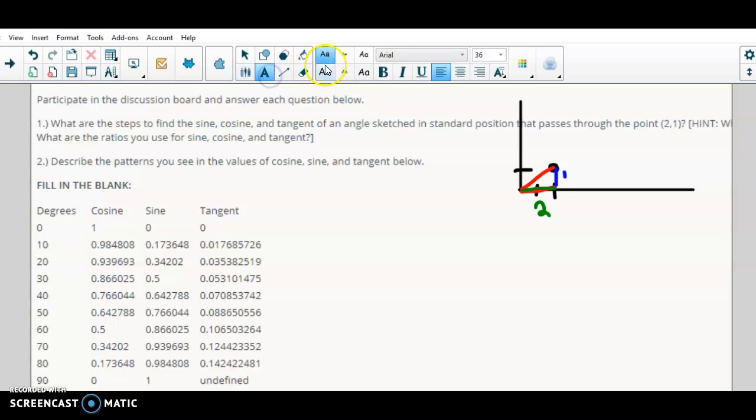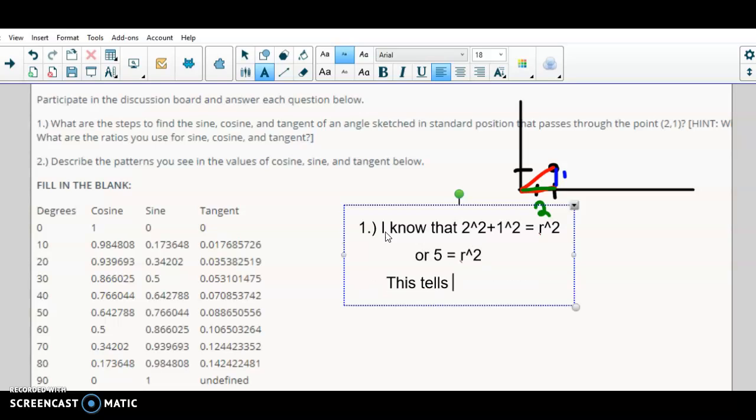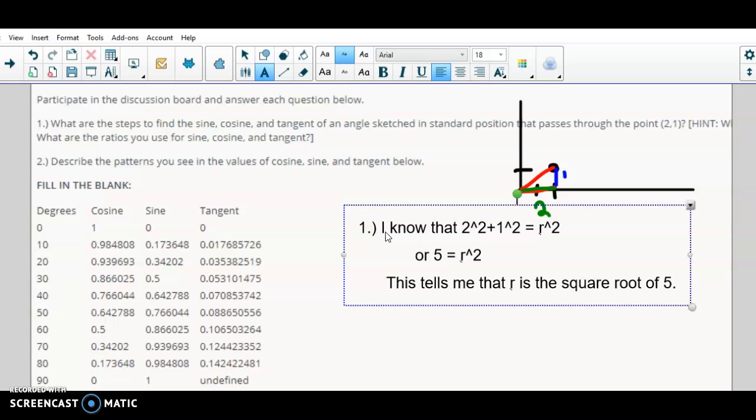So a lot of people wrote down something to the effect of, okay, I know that 2 squared plus 1 squared is equal to r squared. Or we know 2 squared plus 1 squared is 5, where 5 equals r squared. This tells me that r is the square root of 5. And you might have figured out what the square root of 5 is.